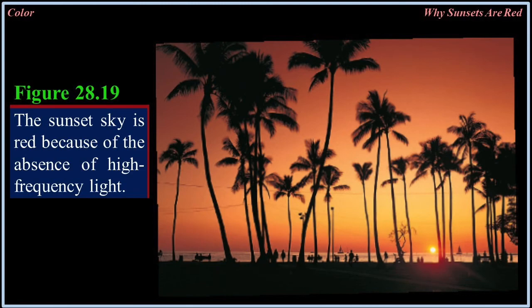Notes: atmospheric soot warms Earth's atmosphere by absorbing light, while cooling local regions by blocking sunlight from reaching the ground. The effects of soot particles in the air range from triggering severe rains in one region to causing droughts and dust storms in another. Figure 28.19. The sunset sky is red because of the absence of high frequency light.